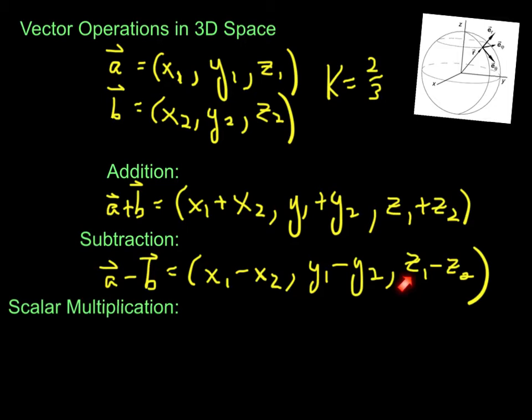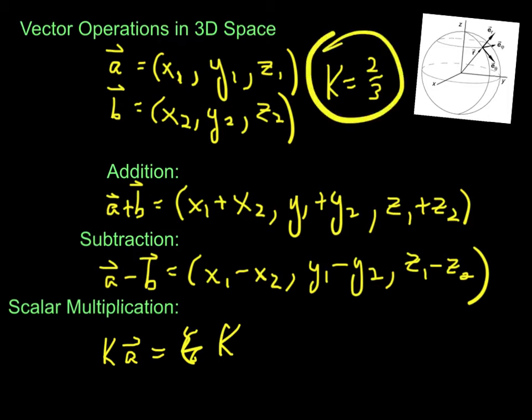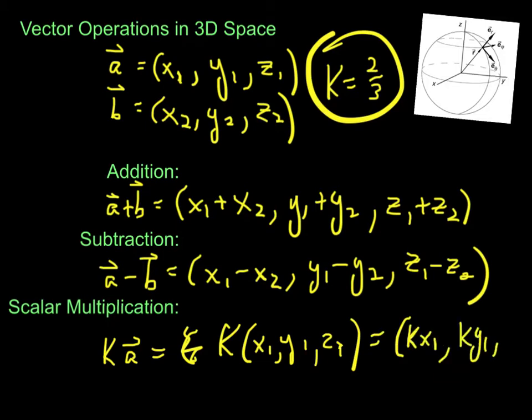Scalar multiplication. If I gave you k times A, well, here, all you're going to do is, I gave you a value for 2/3, but we're going to do an example with numeric values in a minute. Let's just say k is our scalar. So if I had k times A, well, what was A? A was x1, y1, z1. And I always forget my parentheses. You just distribute, like we did before. It would be k times x1, k times y1, and k times z1.